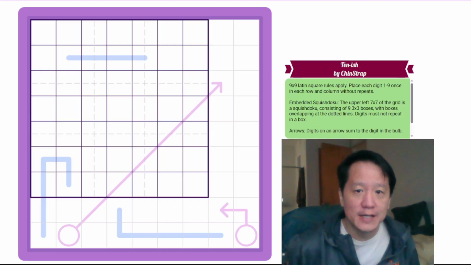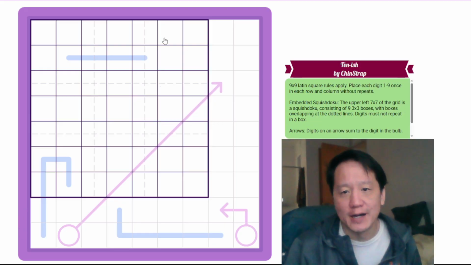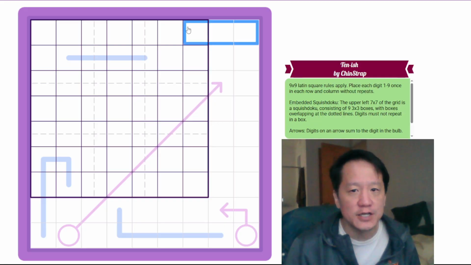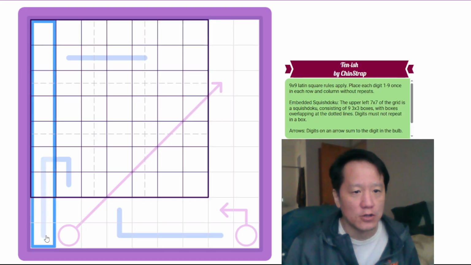We have a 9 by 9 Latin square, rules apply, which means place each digit 1 through 9 once in each row and column without repeats.